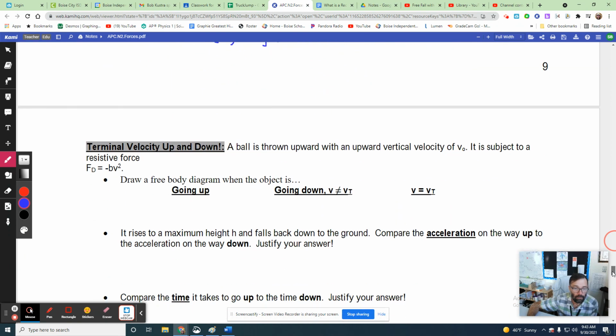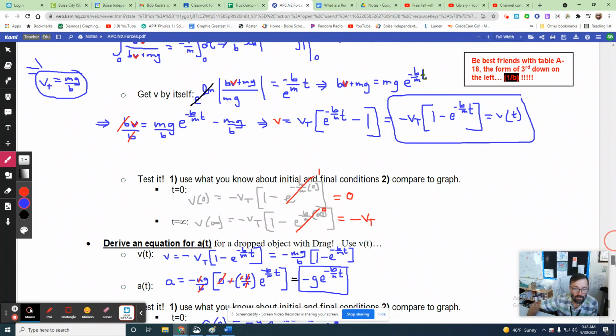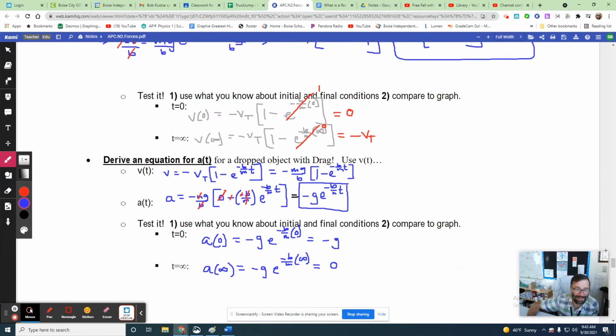We can do that for throwing something up or throwing something down also, and it works very similarly. And if you wanted to get the position as a function of time, guess what you do? You would integrate this velocity function to get that. And that wouldn't be so hard either, would it?